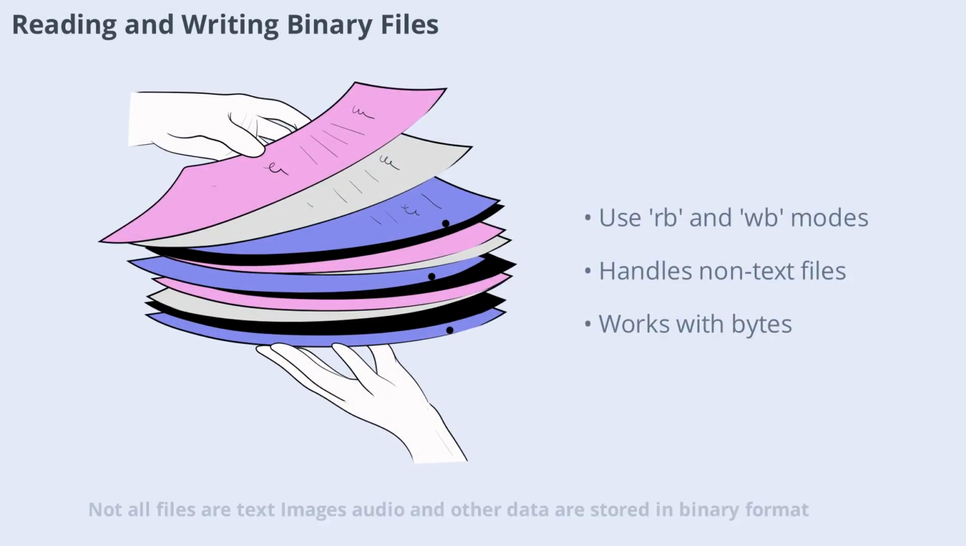Not all files are text. Images, audio, and other data are stored in binary format. To handle these, use rb for reading and wb for writing. Binary mode reads and writes bytes, not strings. This is essential when working with non-text files, ensuring data integrity and proper file handling.